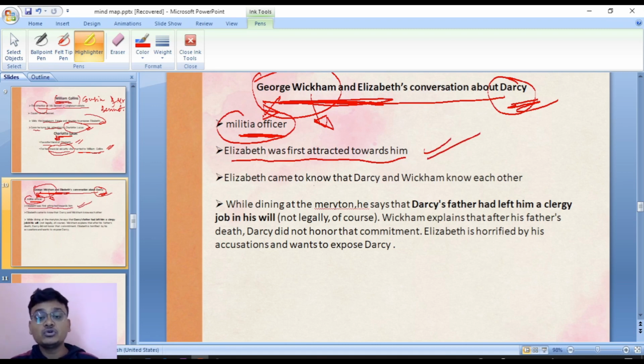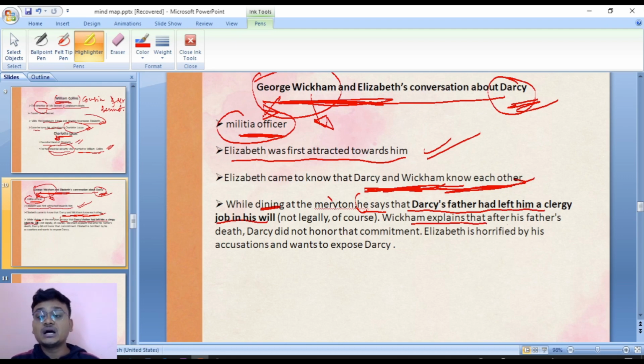But Elizabeth came to know, when they were having the conversation, that Darcy and Wickham know each other. उसको पता चला कि Darcy and Wickham वो एक दूसरे को जानता है. While dining at Meryton, Wickham ने क्या बोला एलिजाबेथ को? What he says to Elizabeth is that Darcy's father, जो कि had left him a clergy का job in his will. in his will में clergy का job रख के गया था.